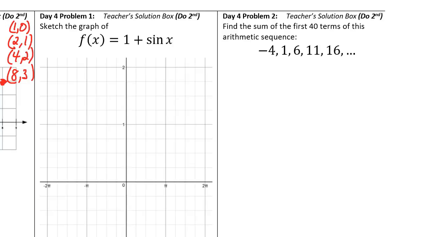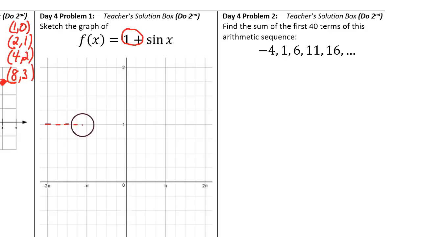Here's the answer for day 4, problem 1. Sketch the graph of this sine function. This is our normal sine function, except that it has a vertical shift of up 1. And so instead of using the x-axis as the center line between the humps, I'm going to use a line going through 1 as the center line.